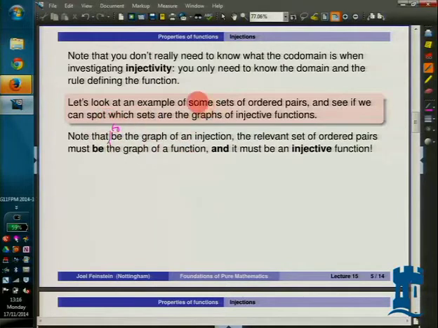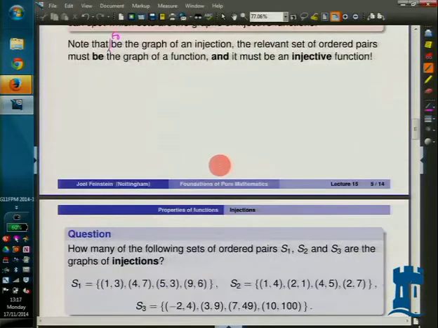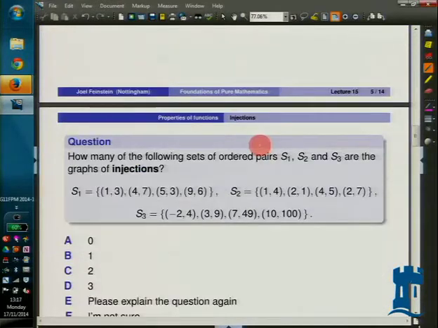To be the graph of an injection, it's got to be the graph of a function in the first place, and it has to be an injective function. So there's two different things to check. First of all, it's got to be the graph of a function, which has something to do with the first coordinate, and then it's got to be an injective function, which has got something to do with the second coordinates. Well, again, it's in the way they interplay.